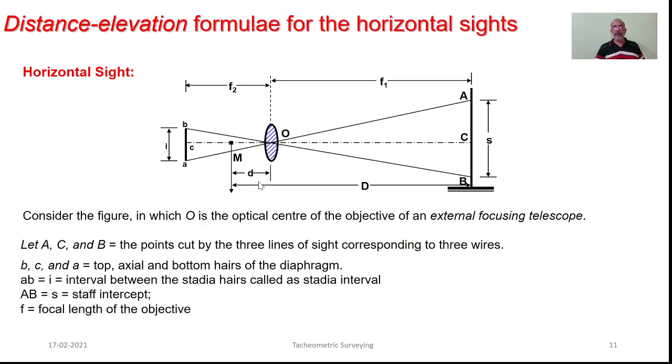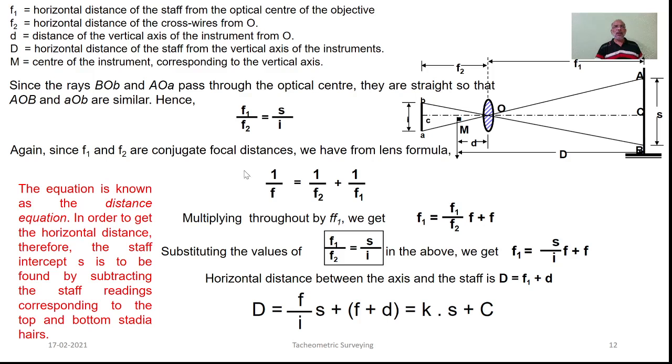The small d is nothing but the distance between the vertical axis of the equipment and the optical center of the object glass, whereas capital D measures the distance of the staff with respect to that particular instrument station. So, as we consider this particular figure, we can have this expression: f1 to f2 should be equal to S by i, giving consideration to the similar triangles.